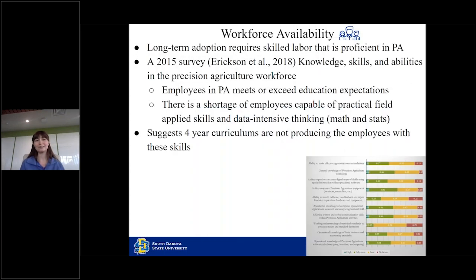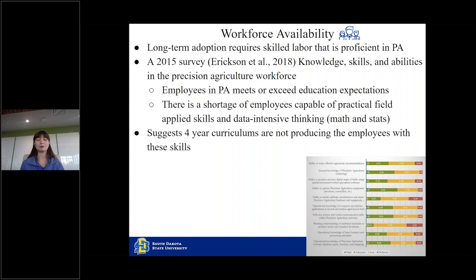And then finally, there's workforce availability as one of the barriers that was identified in the survey. And workforce availability makes a lot of sense because long-term adoption really cannot be long-term adoption unless we have skilled laborers that are proficient in the precision agriculture tools, helping us to progress precision agriculture forward and also helping us when things break down.